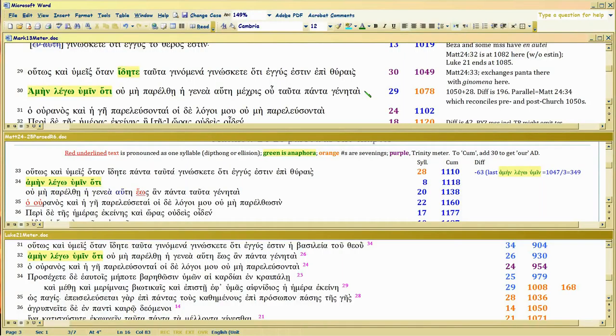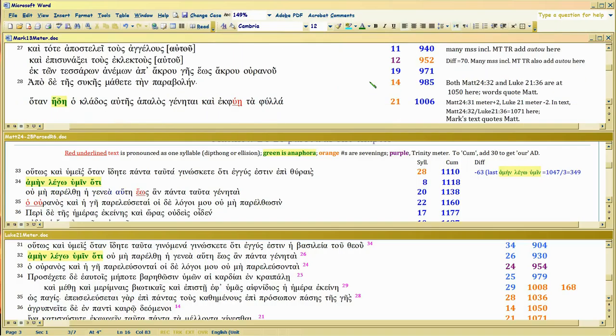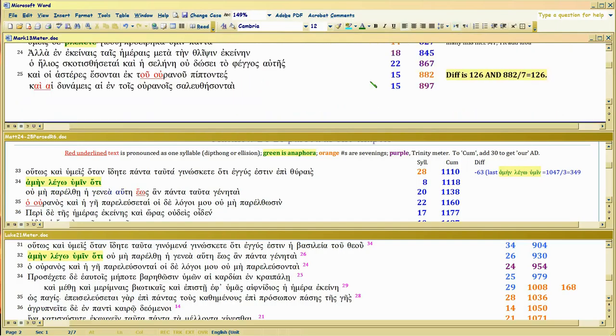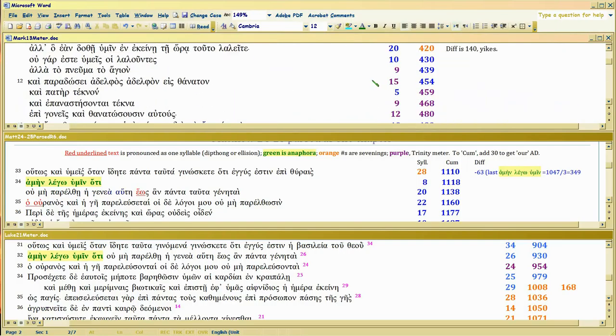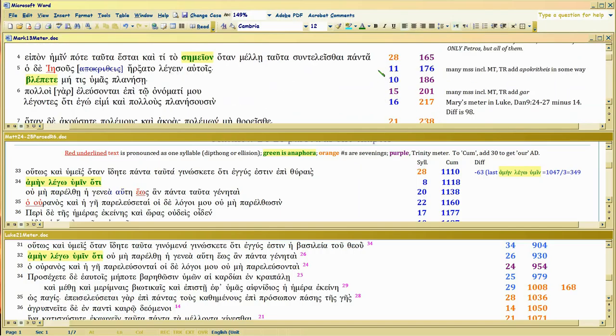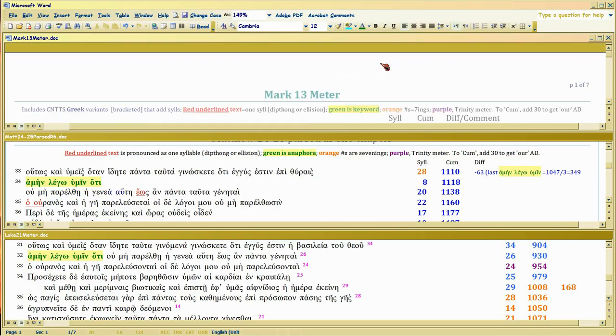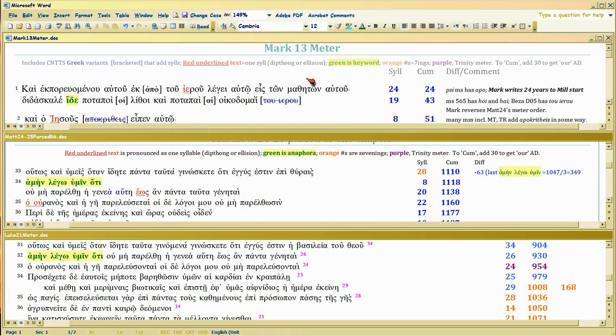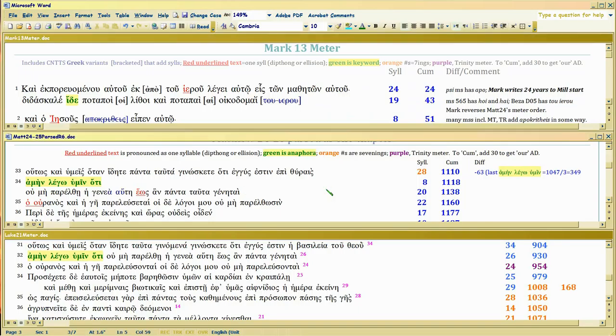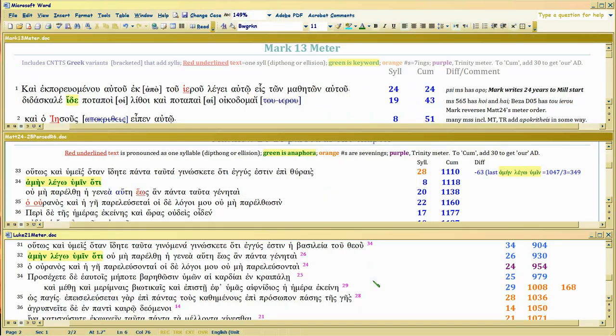Okay, this is part 10 of the Mark 13 series. And what keeps on being really important is that the variants are being used in order to get this meter in Mark. In particular, and that's what this video is going to focus on, way up here at the beginning, here's Mark 13. This is Matthew in the middle. And this is Luke at the bottom.